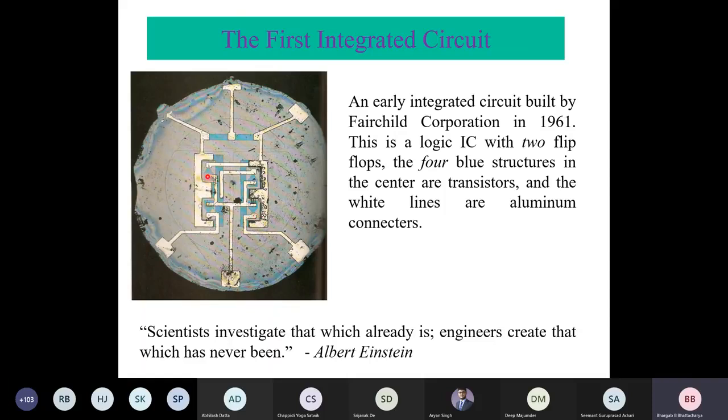And these blue structures, you can see those are transistors. Using transistors, two flip-flops have been built here: one flip-flop here, another flip-flop here. And these are aluminum connectors. These are wiring and metal connectors. So this is the first integrated circuit, built by Fairchild in 1961.